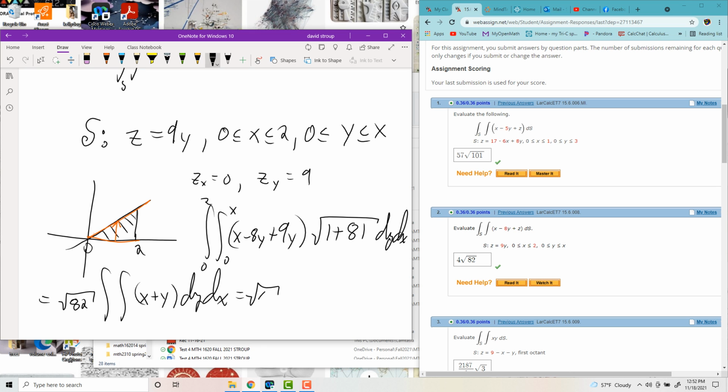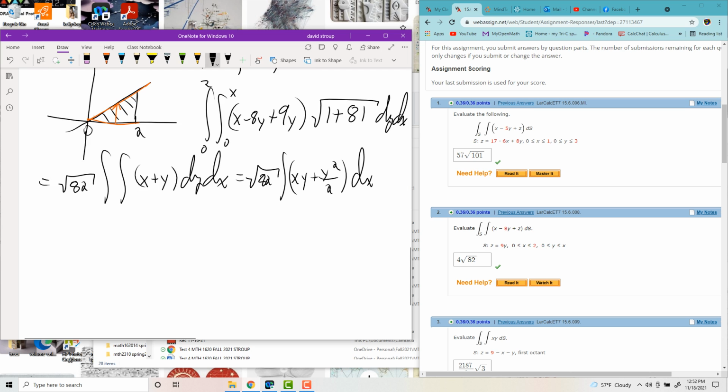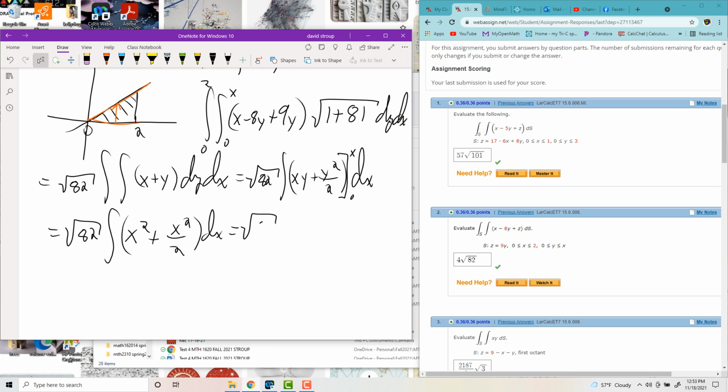So this will be square root of 82, double integral. Well, let's go ahead and integrate with respect to y. So we'd have xy plus y squared over 2 times dx, and we have to evaluate that from 0 to x. So we'll end up with square root of 82 times the integral of x times y is now x, so x squared plus x squared all over 2, and then minus 0. We can simplify that, so that's square root of 82 integral 2 halves plus 1 halves is 3 halves, so I'll have a 3 halves x squared dx.